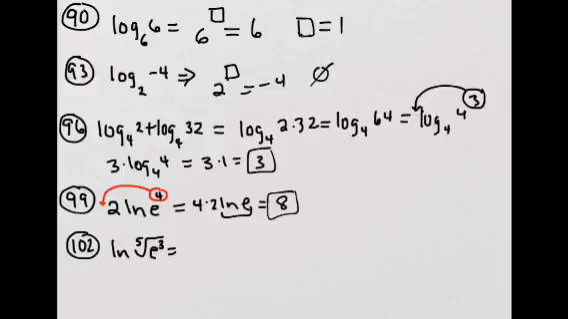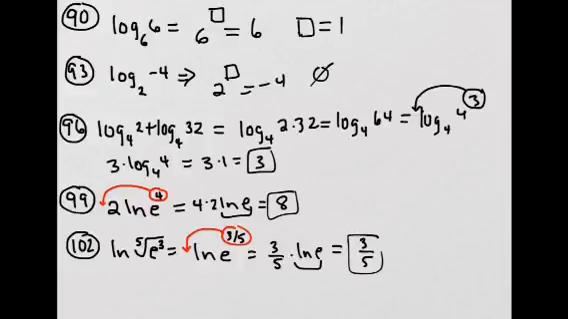Okay, so remember your rules of exponents and rational exponents. This natural log of the fifth root of e to the third is the same thing as natural log of e to the 3/5. That's what fifth root of e to the third means. So this 3/5 becomes the coefficient of the log. So this gives you 3/5 times natural log of e. Well, we know natural log of e is 1, so this is 3/5 times 1, which is 3/5.